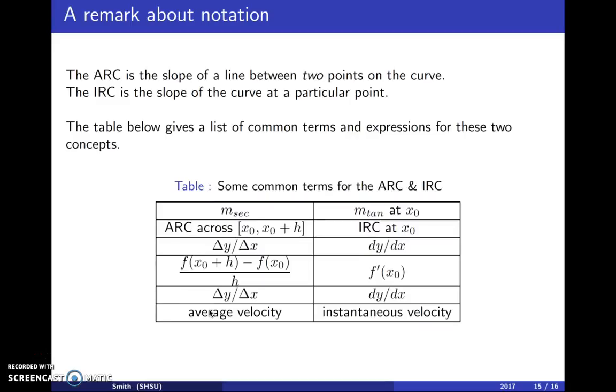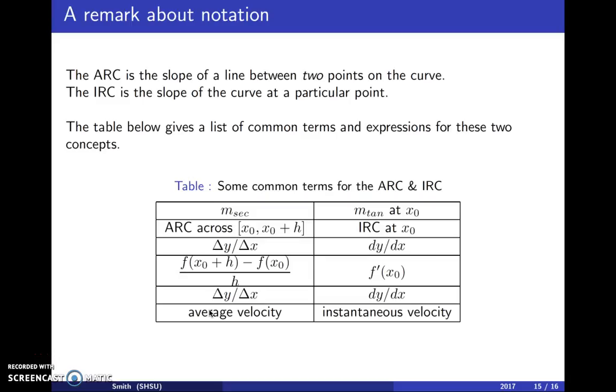These concepts appear in a variety of places with different terminology. And so I'll put here a table. On the left is a variety of ways we write out the average rate of change. The average rate of change is m subsecant. It's the slope of the secant line. It's the ARC across an interval. It's the slope delta y over delta x. There's another formula using the function for delta y over delta x, and so on, or the average velocity. The instantaneous rate of change, on the other hand, is the slope of the tangent line.